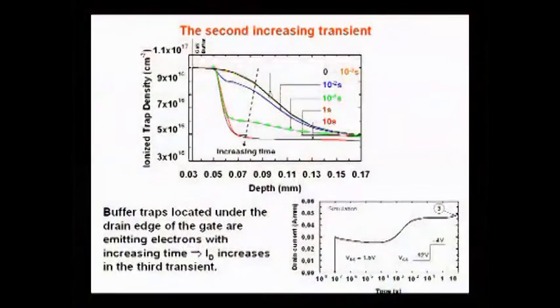And finally, for the third transient, we can see here that the ionized density of buffer traps, located this time in the drain access region, is decreasing with increasing time. So this proves that they are emitting electrons.